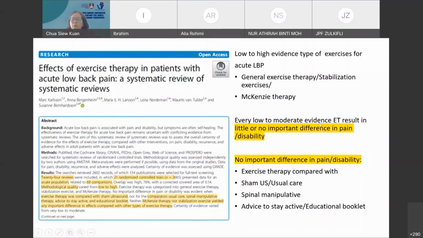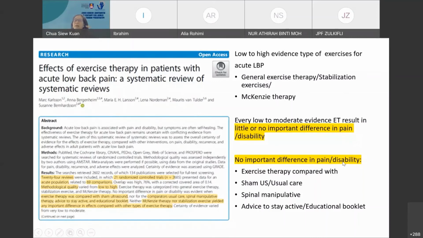There is exercise therapy with very low to moderate evidence, and no important difference in pain. They compare general, stabilization and McKenzie exercise. There is no significant difference, which means you can ask the patient to choose any exercise as long as they move the selected part. No important difference in pain.